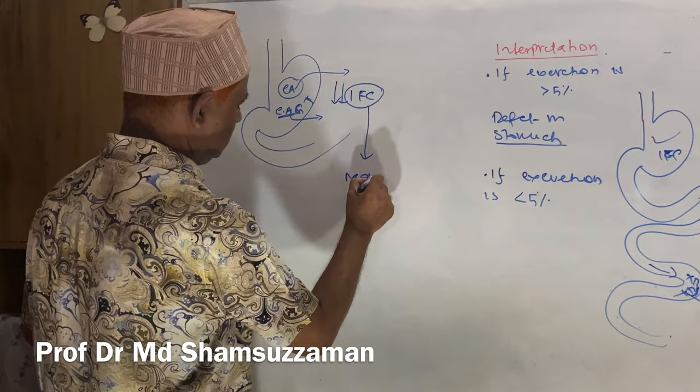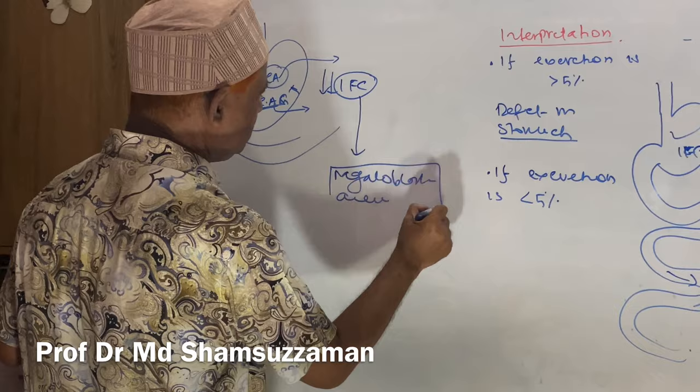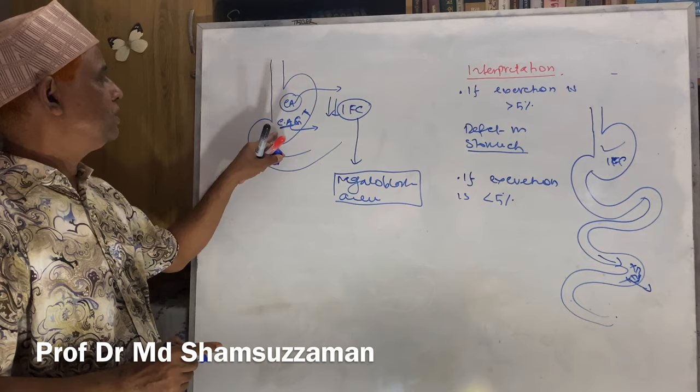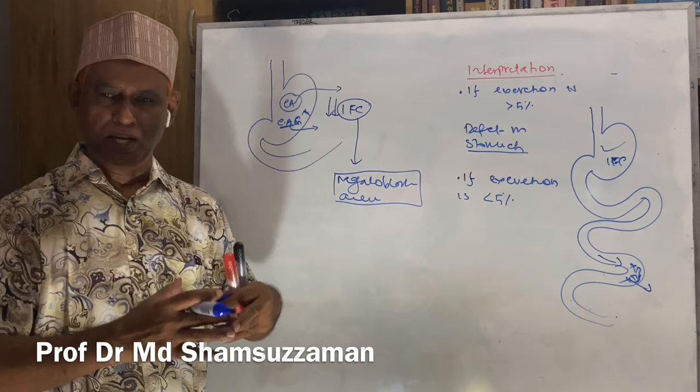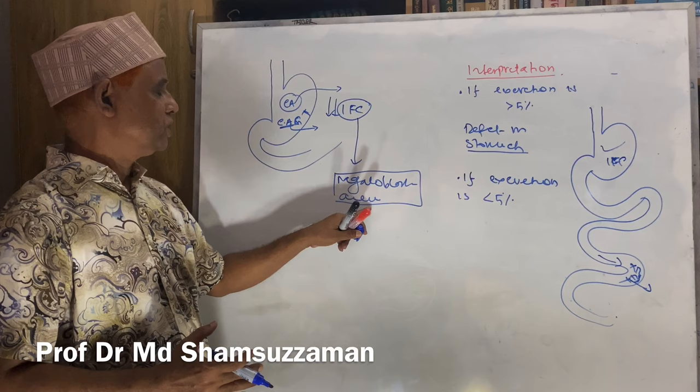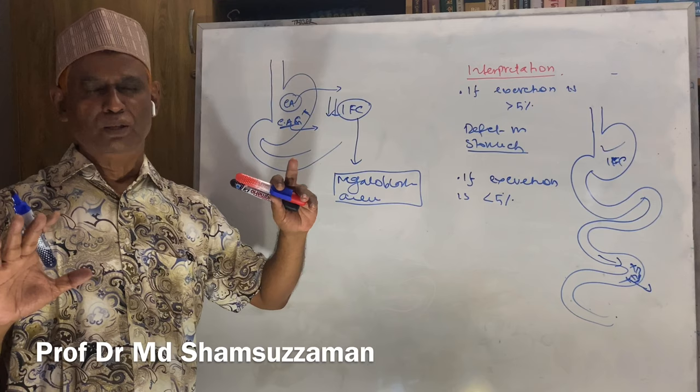So the megaloblastic anemia in which the cause is in the stomach, that type of megaloblastic anemia is called pernicious anemia. Again, if the cause of megaloblastic anemia is within the stomach, either gastric carcinoma or chronic atrophic gastritis, that type of megaloblastic anemia is called pernicious anemia. So all pernicious anemia is megaloblastic anemia, but all megaloblastic anemia is not pernicious anemia.